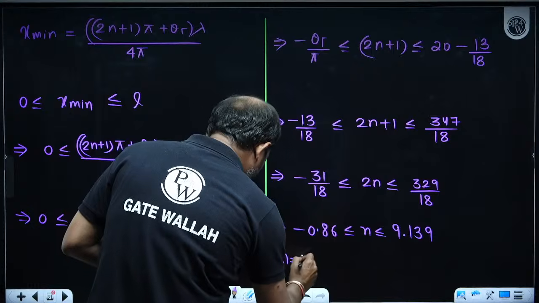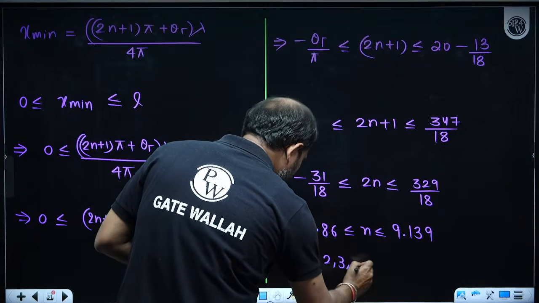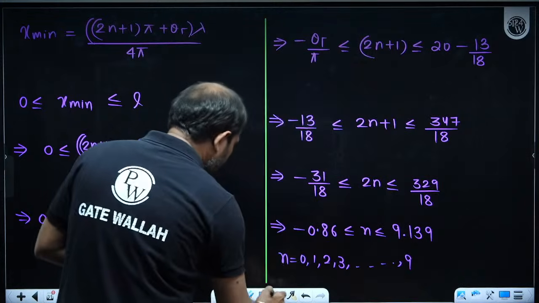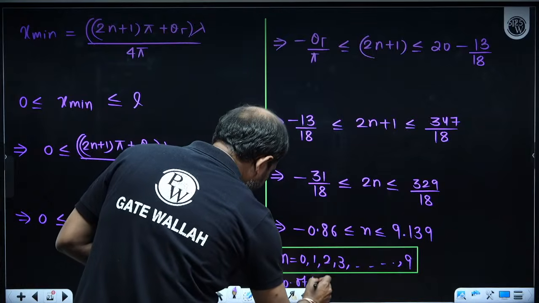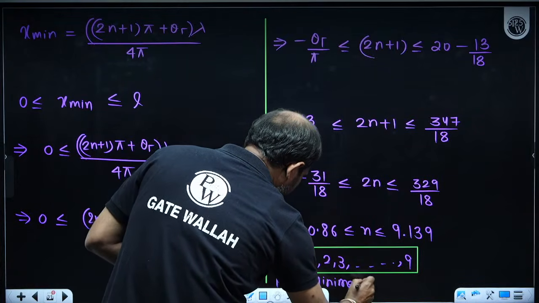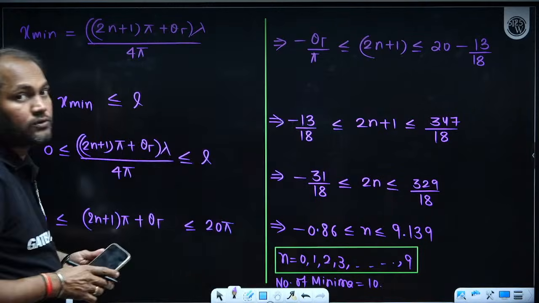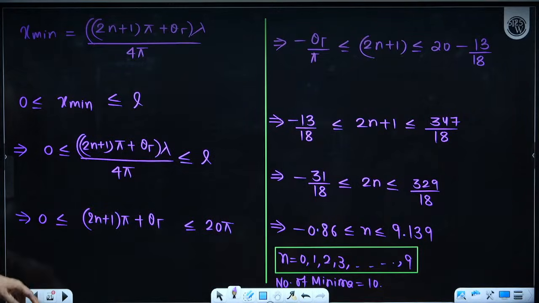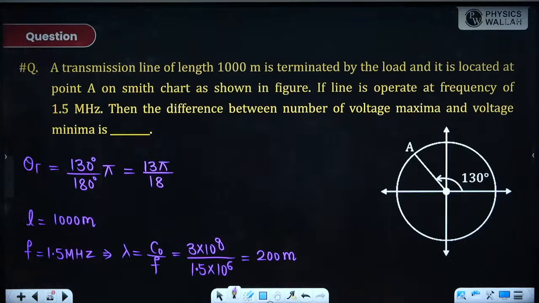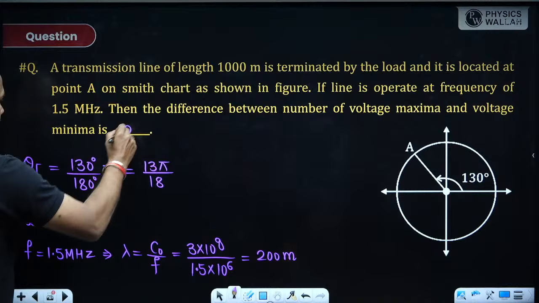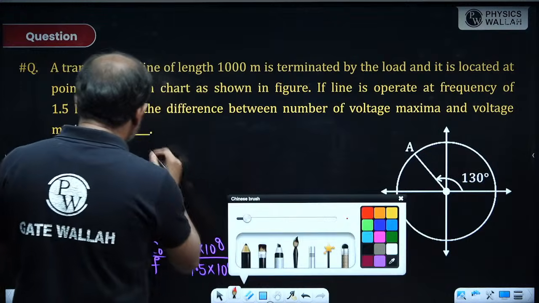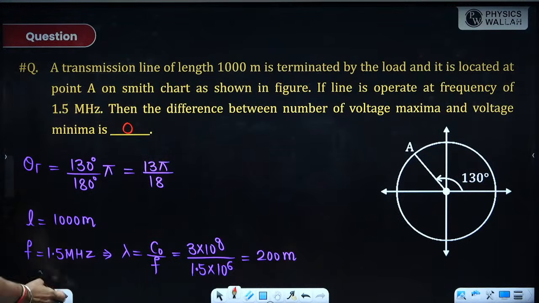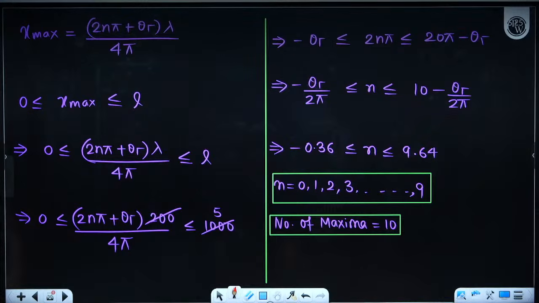So n is starting from 0, 1, 2, 3 up to 9. So number of minima is also equal to 10. So number of maxima 10, number of minima 10, the difference will be 0.